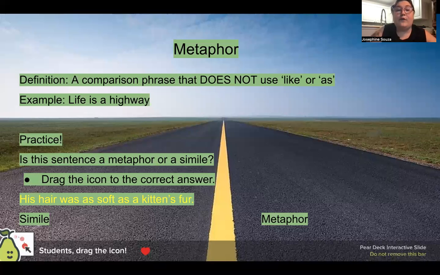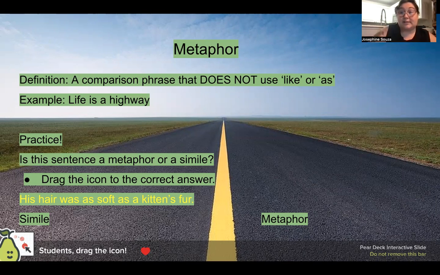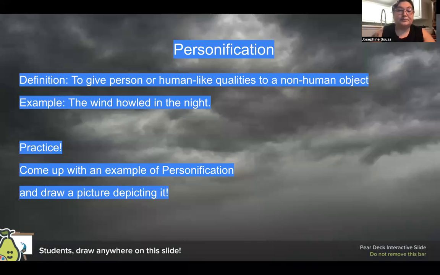Then we get into metaphor, and then again, Pear Deck is asking the students to go ahead and drag the icon to the correct answer for the practice. So explaining whether it's a simile or metaphor. Again, this is important because students tend to get these two mixed up. And so we want to make sure and solidify the difference between the two terms.